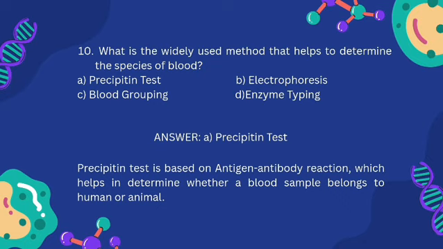This is based on the antigen-antibody reaction, which is basically present in the blood, and that antigen-antibody reaction will help to determine whether a blood sample belongs to a human or an animal, while other tests like blood grouping will simply tell what kind of blood it is, like if that blood is from group O or A or type AB, like that.